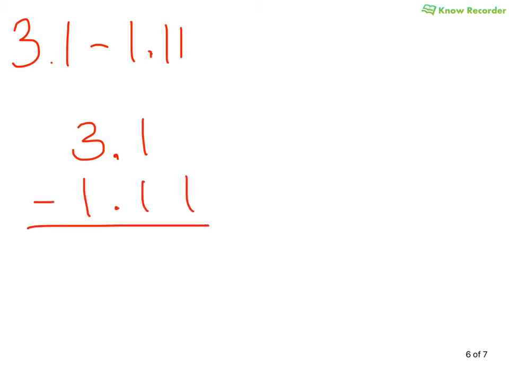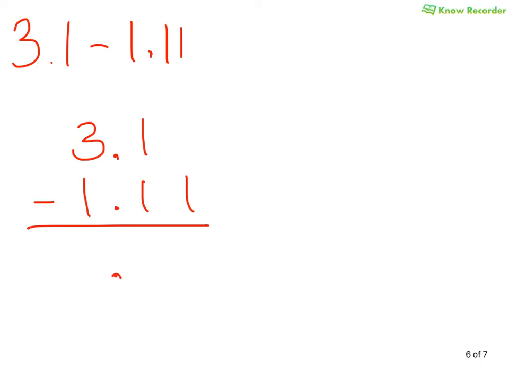Then I gave you a subtraction problem. 3 and 1/10 minus 1 and 11/100. And I did this for the same reason. 3 is greater than 1. That is your top value. Because in the end, I won't be able to take 3 away from 1. I line up my decimals.